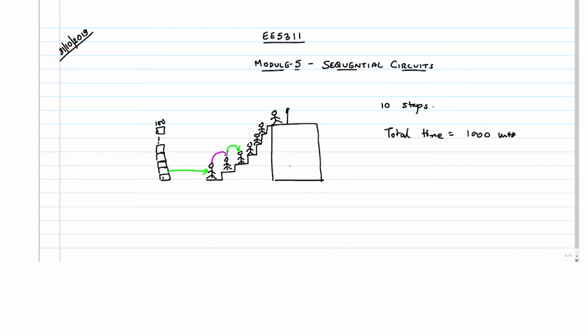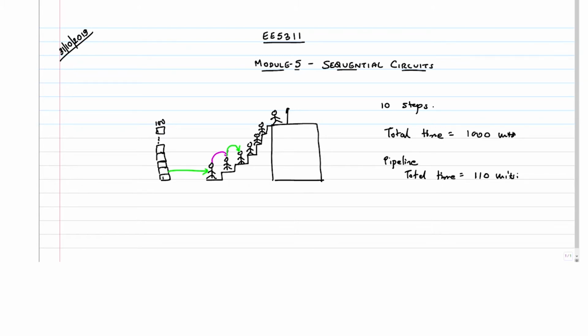right? Now on the other hand, if I exploit this fact that the guy is idle and I just start feeding a brick as soon as that guy is done, how long would that take? 100? Exactly. So if I pipeline, this concept is called pipelining, okay, then the total time is equal to 110 units.